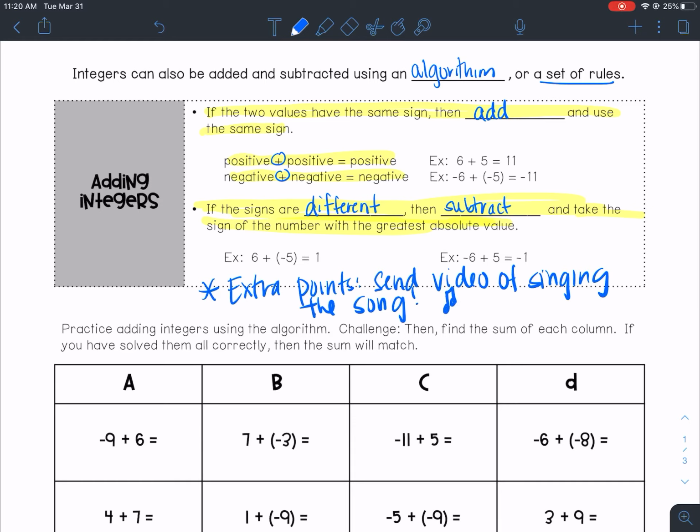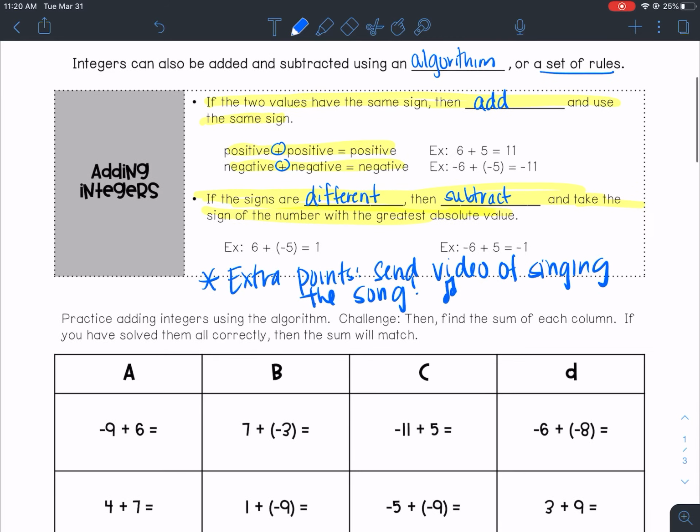So same signs, add and keep, different signs, subtract. Take the sign of a larger number, then you'll be exact. Yeah, that was beautiful, right guys? Okay, so those are the rules for adding integers.